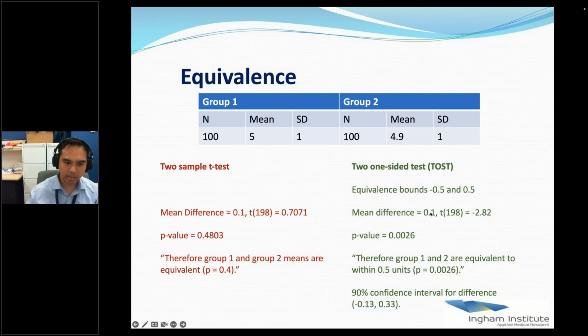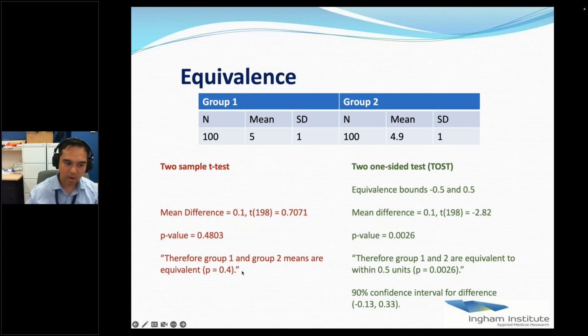What I would prefer to do actually is to do the two one-sided test. With the two one-sided test, you actually nominate bounds of equivalence. So in this instance, I'm going to nominate 0.5 to be my bounds of equivalence. The difference now is you actually get a p-value which is significant. But also in your conclusion, you can state that these two groups are now equivalent to within 0.5 units with a p-value of 0.0026.